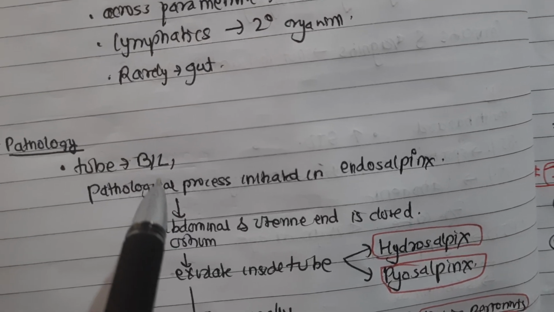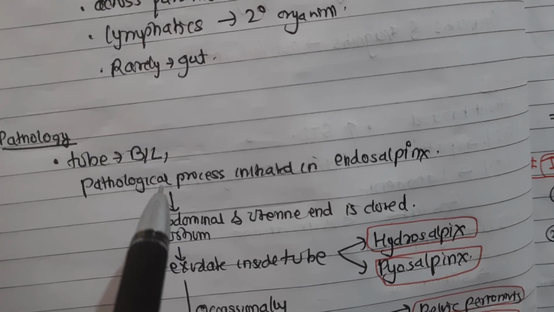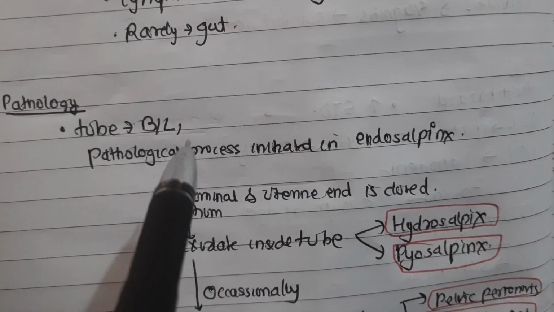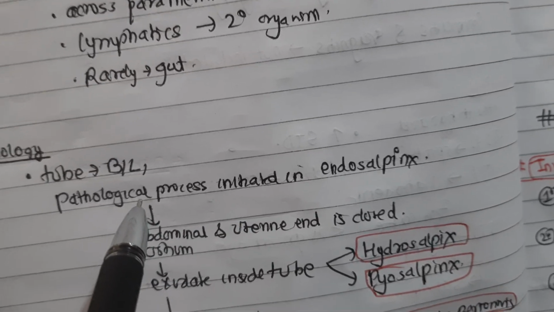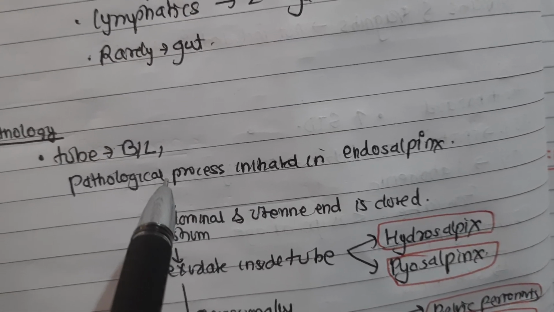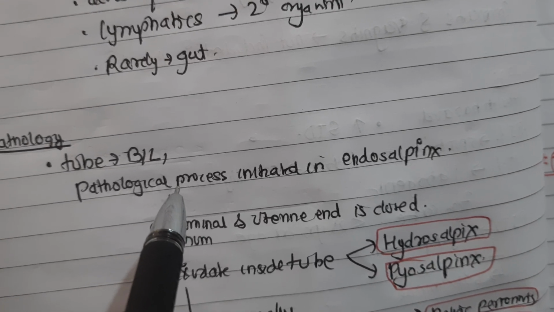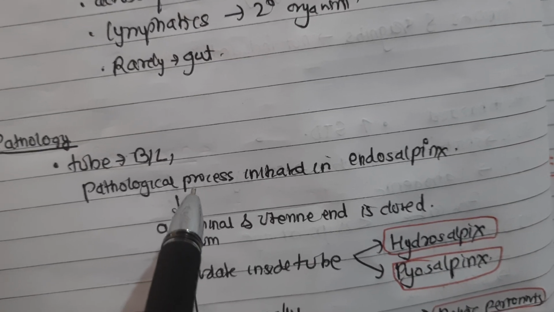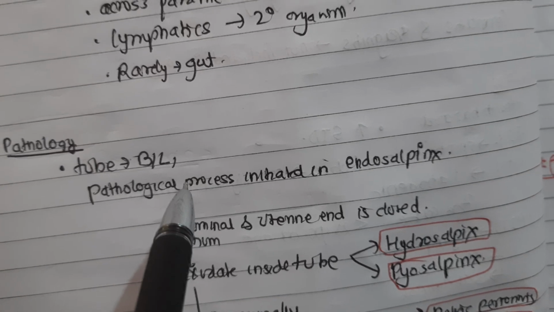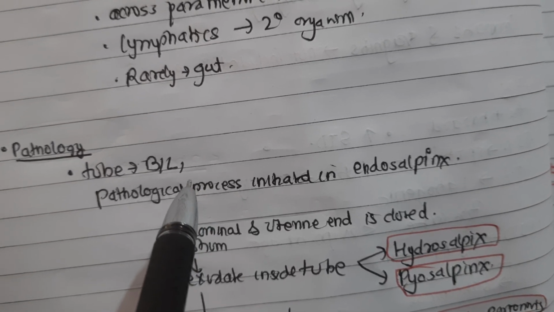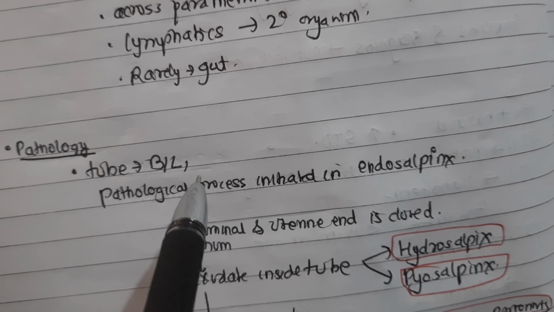First, the pathological process is initiated primarily in the endosalpinx, that is the innermost part of the fallopian tube. In the endosalpinx, there is gross destruction of epithelial cells, cilia and microvilli, and there is a severe reaction. Almost all layers of the fallopian tube are involved, and they produce an acute inflammatory reaction. They become edematous, hyperemic. The exfoliated cells along with exudate pour into the lumen of the tube.